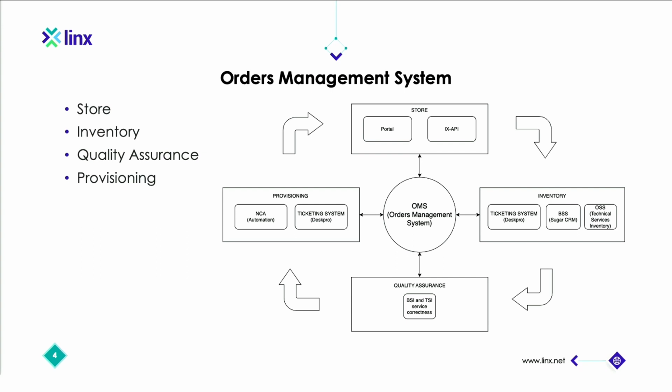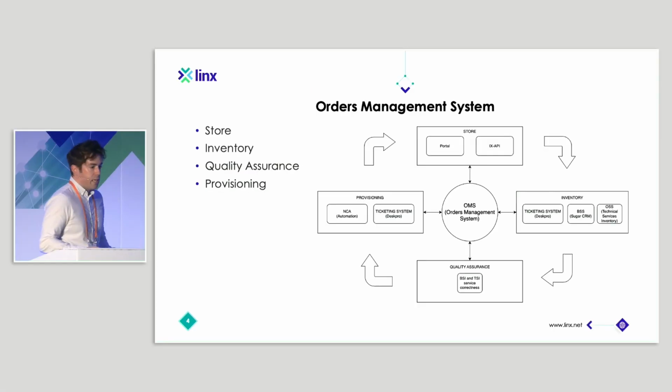And then we move to the quality assurance, where we verify that what we initially created in our system is correct, and then we are ready to go towards the provisioning. In the provisioning phase, we have our network configuration automation platform that takes the information from the OSS and pushes it into our network. Obviously there is also interaction with the ticketing system, because it gets updated while the provisioning is progressing. And then of course at the end you can repeat the cycle.